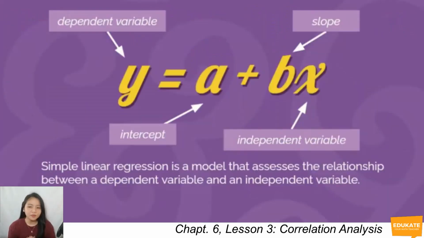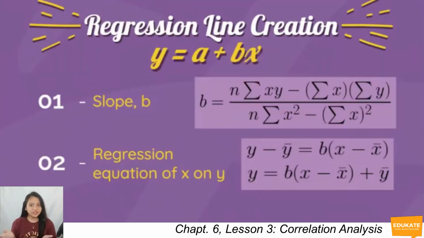So the simple linear model is expressed using the following equation: y, your dependent variable; a, your intercept in y; b, your slope; x, your independent variable. Simple linear regression lang tayo. We're not going to discuss multiple linear regression and non-linear regression. So simple linear regression is a model that assesses the relationship between a dependent variable and an independent variable. So how do we create a regression line?